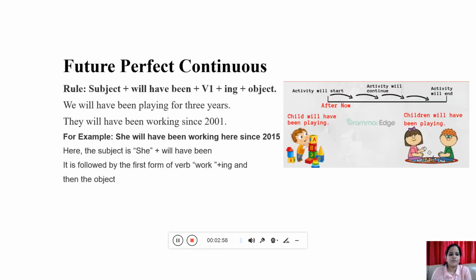Now let us see a few examples for future perfect continuous tense and which verb we use. But when do we define it? An action will have been going on for a certain period of time. By next July, I'll have been working here for 1 year. That means she joined last year July and she's been working for 1 year already by the time the next July comes. She'll have been working here since 2015. That means she joined the company in the year 2015 and it has been a long time since she has been working because it's 2020 now.